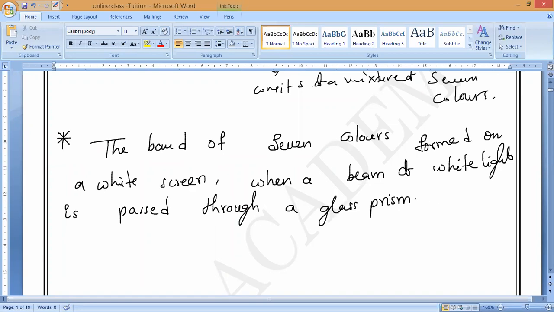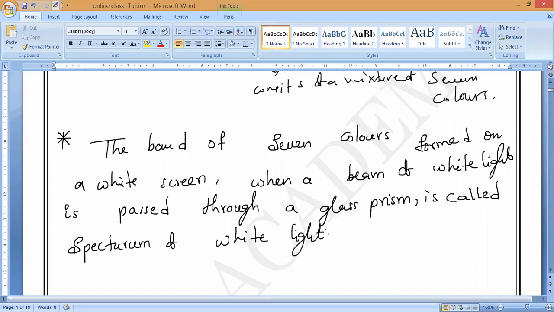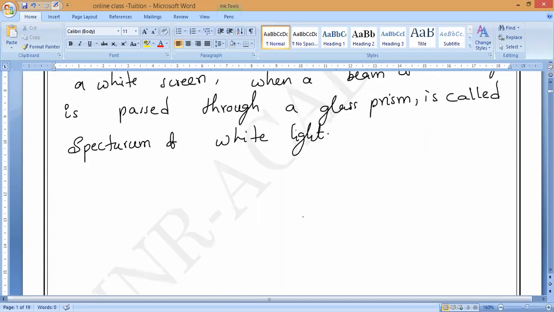Is called spectrum of white light. So now this white light, how can we represent? VIBGYOR. Understand? Is it yes or no? So that is you should remember.